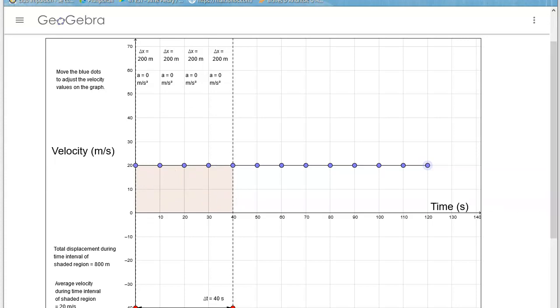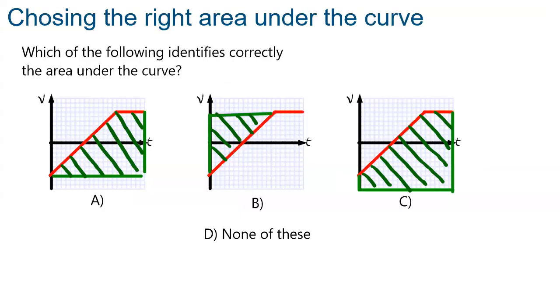So what if we have a curve that is a little bit more complex, something like this one in red? Which area under the curve would you pick? Would you pick the one that is shown in A, in B, and C, or none of these? Okay, so pause, take a few seconds to think about it, and then come back and we'll discuss it.